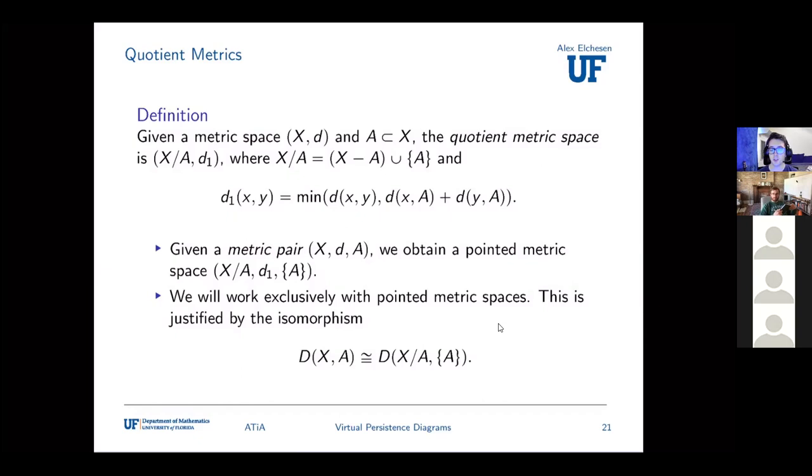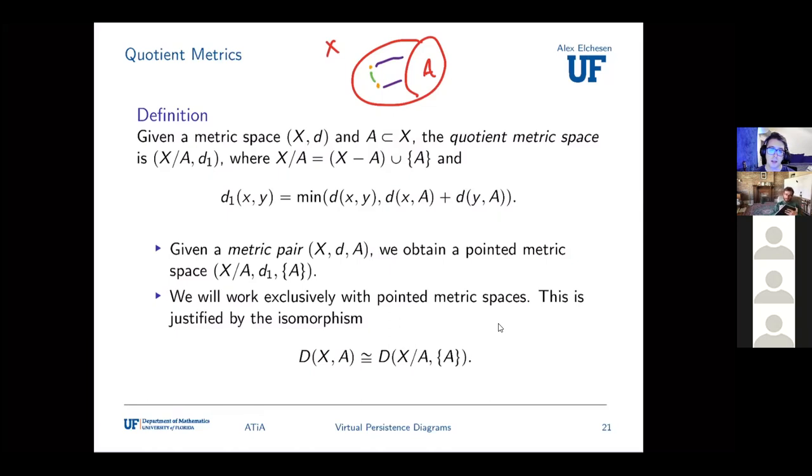And you define the metric on the quotient to just be, so the distance here, let me draw a picture. So you have X, you have A. So the distance between 2 points, you can either just take the distance between those 2 points in X, or you can take the distance of each point to A and sum those together. You take the minimum of those two quantities. So this is a metric space.